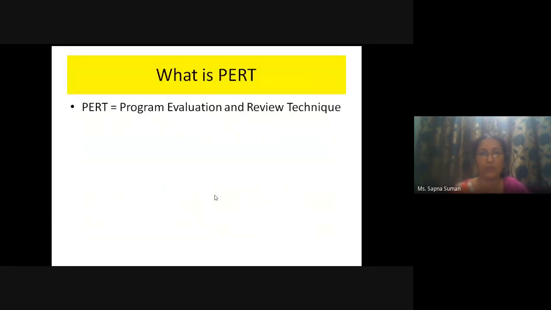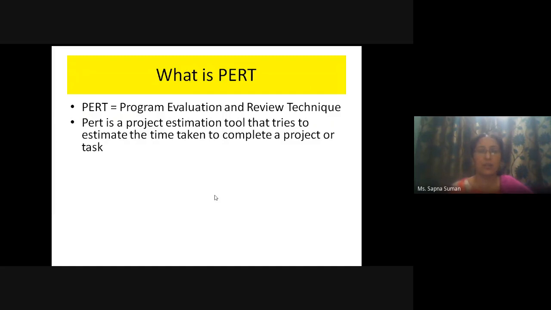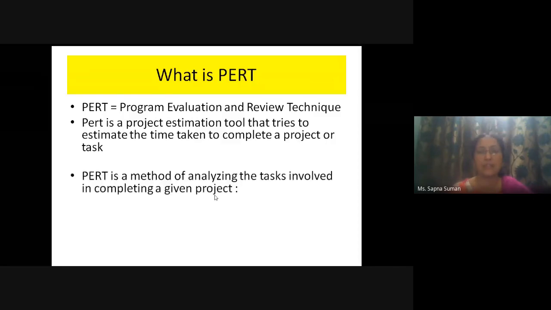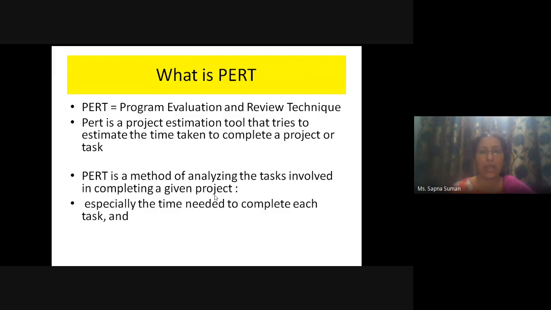So yes, yesterday we discussed the concept of PERT. PERT is nothing but a project estimation tool. It is used for estimating the time taken in completing any project. And this estimation of time is done before the project starts, in the planning phase of the project. Different types of time estimation are done through this technique, PERT.